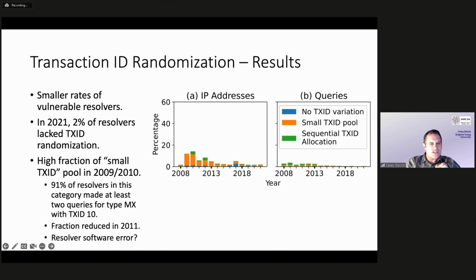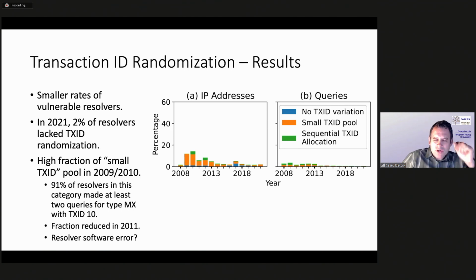Okay, we also looked at transaction ID randomization. This one is sort of a little less interesting. The rates of vulnerable resolvers in that regard are smaller. We're using the same categories as we did with source port randomization. In 2021, we identified about 2% of resolvers that lacked transaction ID randomization.